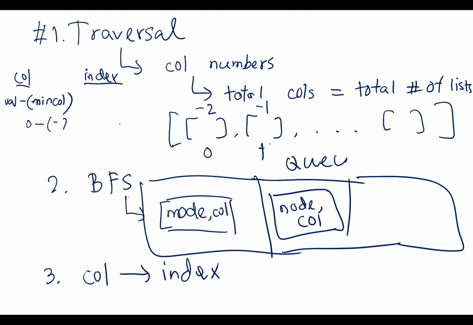For the traversal, say we use DFS. We know that for DFS the time complexity is order of n, if there are n nodes in the tree, and the space complexity is order of the height of the tree, which can be, in the worst case, order of n.